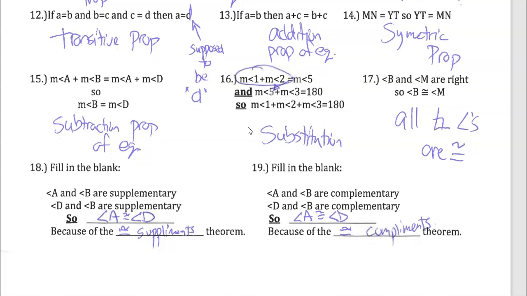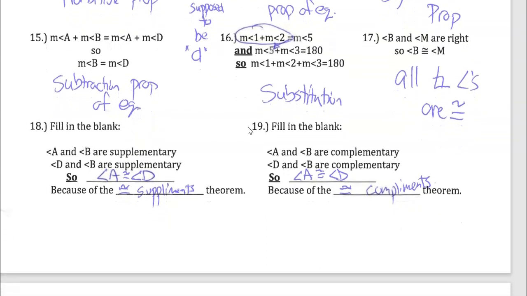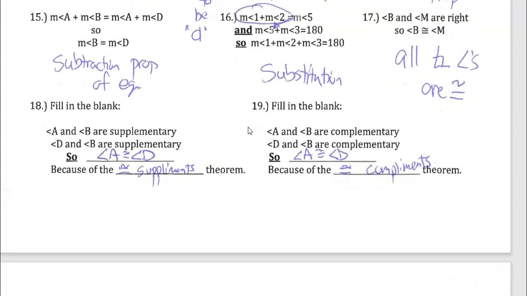Number 17, that is going to be all right angles are congruent. If they're right, then they're congruent. All right angles are congruent, and that is on our geometry toolbox. Numbers 18 and 19 are just talking about the congruent supplements theorem and the congruent complements theorem. That just says if two angles are complementary or supplementary to the same angle, then they must be congruent.